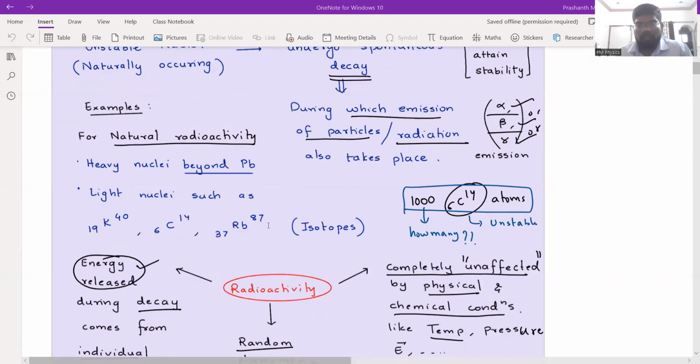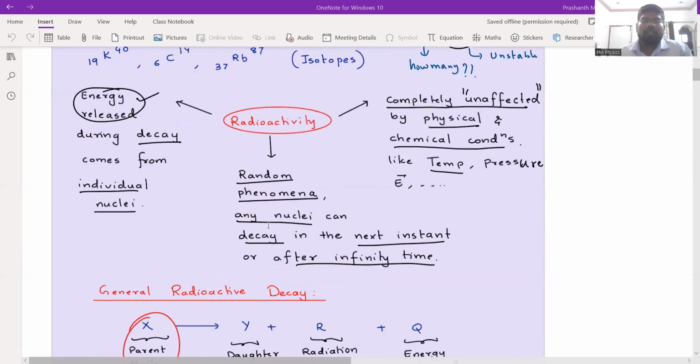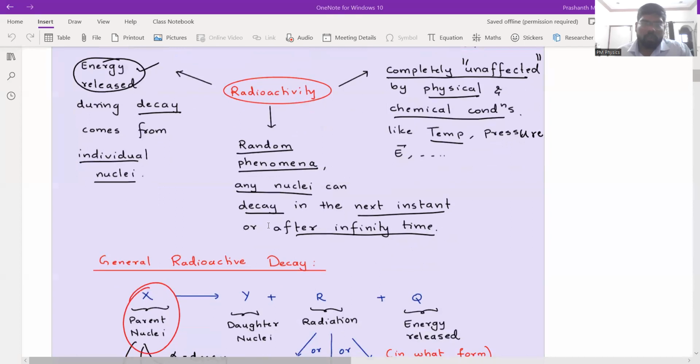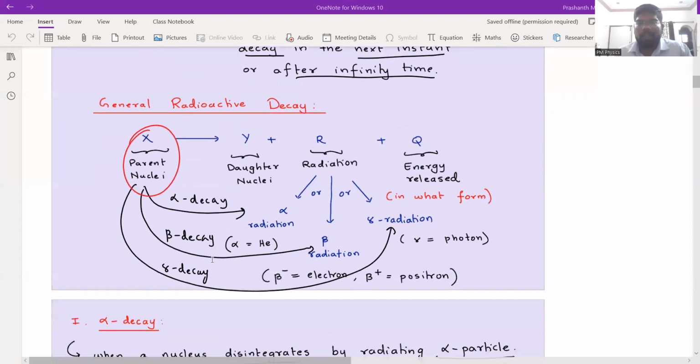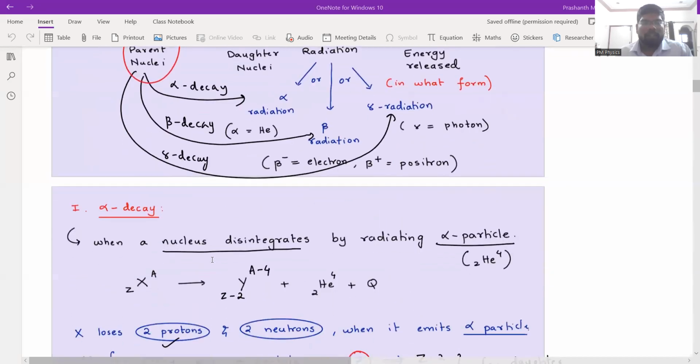That is, there are some laws which are governing it. The law is the law of radioactive decay. So during the radioactive process, what we have observed is that some particles will be released, such as alpha, beta, gamma radiation, as we call it, and it is completely unaffected by external physical and chemical conditions. And as time goes on, the sample is going to decrease. That is, the number of active nuclei which are decaying keeps decreasing as time goes on.